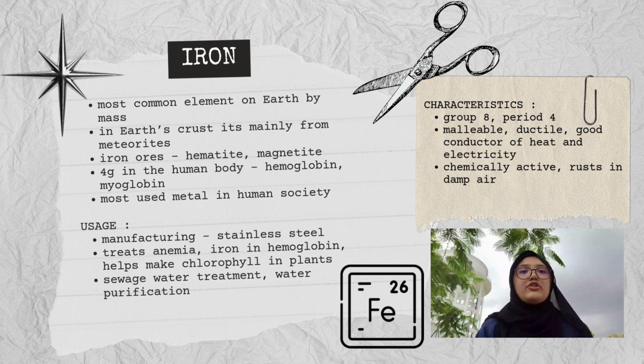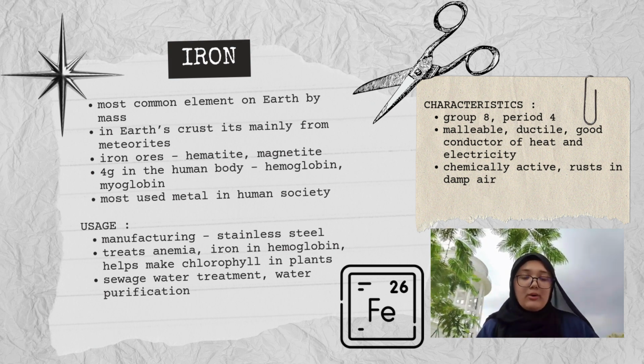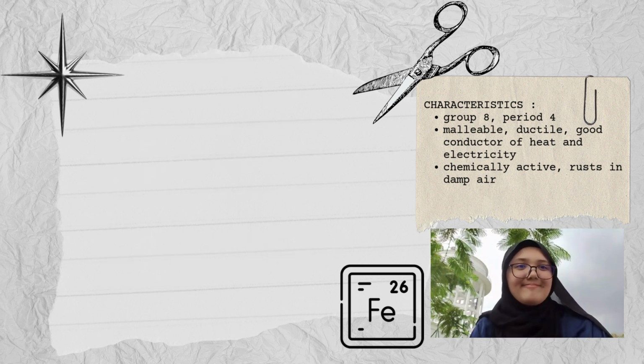Iron is essential for making stainless steel, used in countless applications like medical tools, kitchen utensils, building materials, and so much more. Medically, it helps treat anemia and allows hemoglobin to transport oxygen in our blood throughout our bodies. It also aids in chlorophyll production in plants and is used for sewage water treatment and purification.